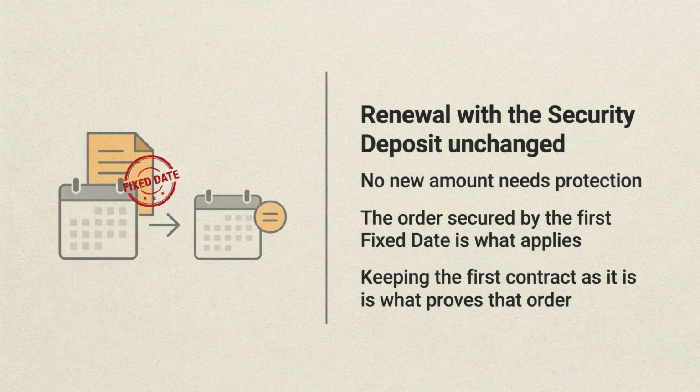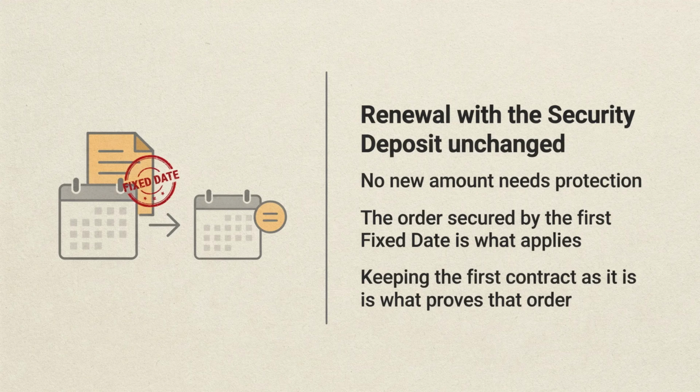It is renewing only the term without changing the deposit. No new amount has arisen that needs protection. The order secured by the first fixed date is what applies. So what matters here is the first contract. Keeping the first contract as it is what proves that order. Here is the second case.